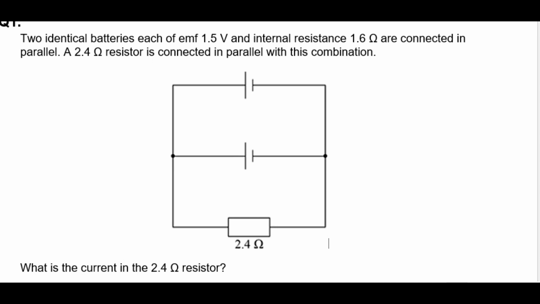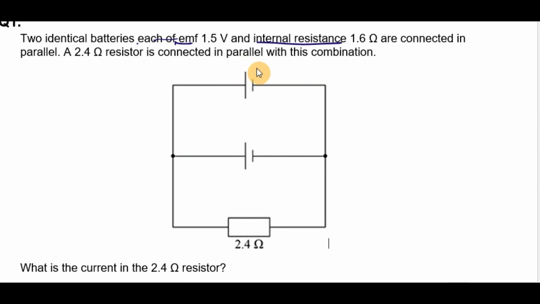So, question. Two identical batteries, each with an EMF of 1.5 volts and an internal resistance of 1.6 ohms, are connected in parallel. A 2.4 ohm resistor is connected in parallel with this combination. Now, a lot of students get worried when they see EMF and internal resistance. I have a neat little trick that makes it a lot easier.